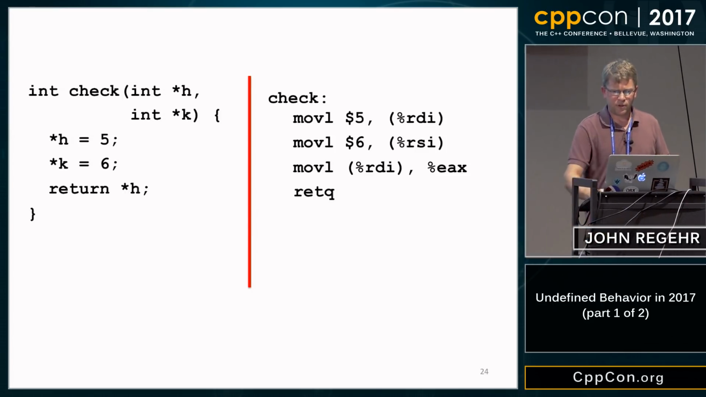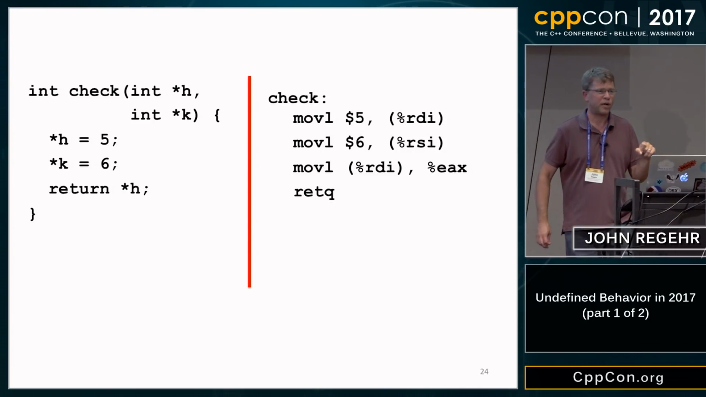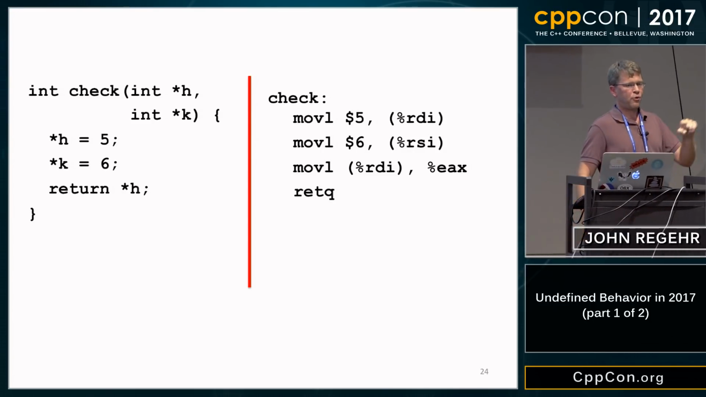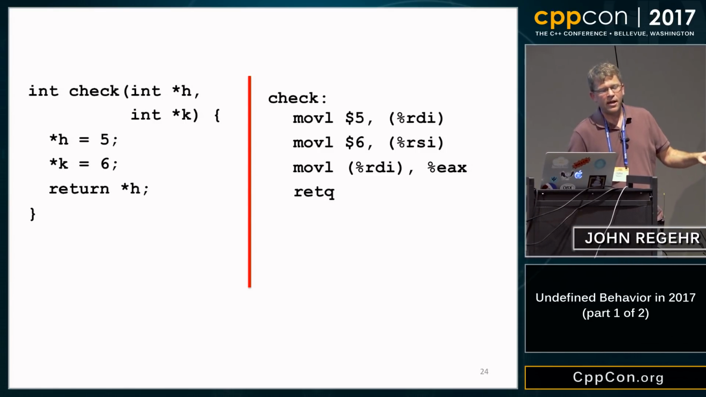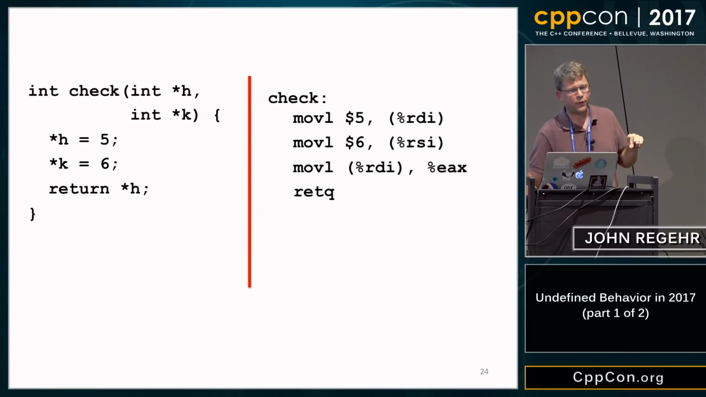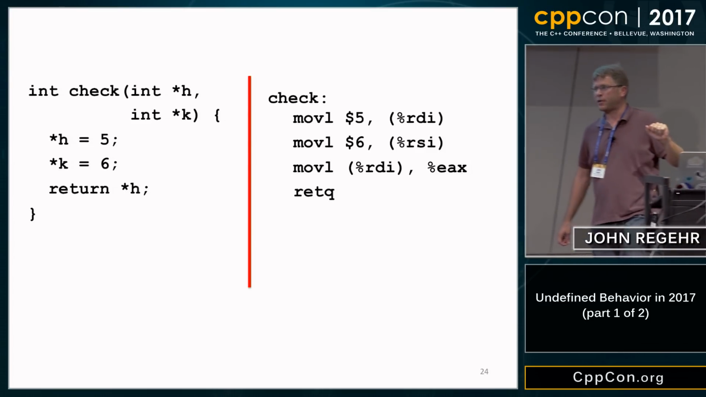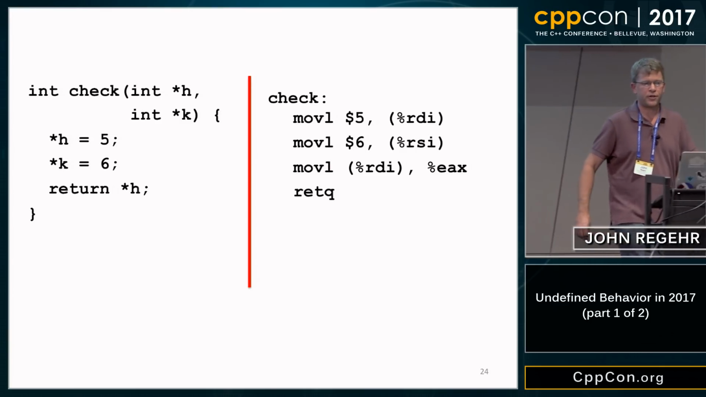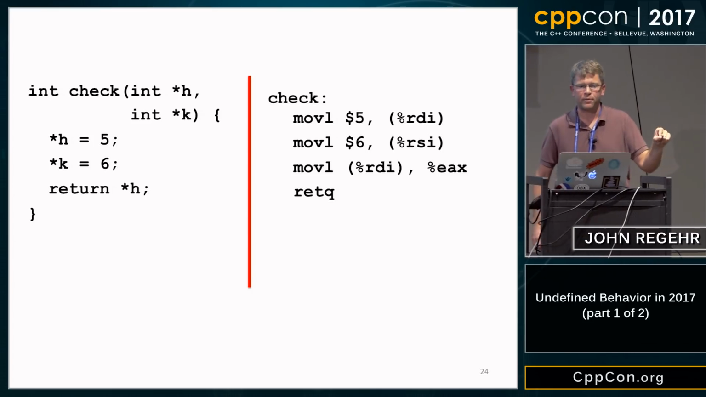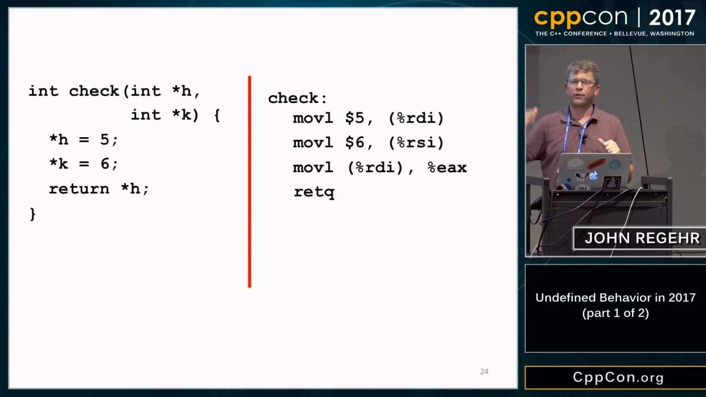So let's look at another one. Here we have a function which assigns 5 through the pointer h, and then assigns 6 through the pointer k. You can see in the assembly code that there's a very nice correspondence between the assembly code and the C code. The store through h turns into the first move, the store through k turns into the second move. And then why didn't we just return 5? Why do we actually have a load following the 2 stores?